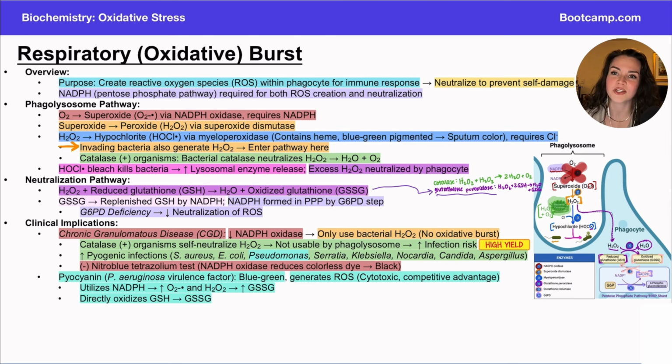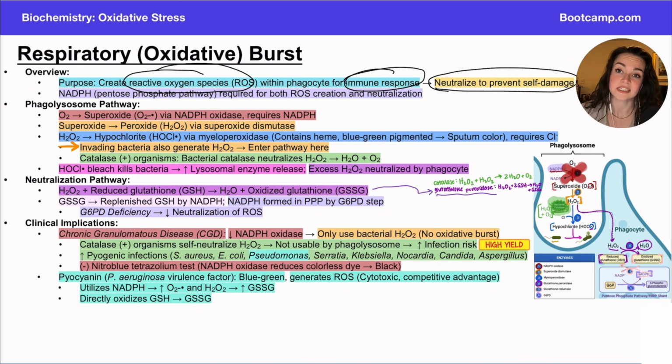Those phagocytes are going to laugh in the face of danger, and they are going to create reactive oxygen species in order to kill those bacteria. Of course, when they're done, they then need to make sure that they neutralize those reactive oxygen species that they've been harnessing for killing power to make sure that they don't accidentally go ahead and kill themselves. And both the bacterial killing pathway and the neutralization pathway required NADPH from the pentose phosphate pathway.